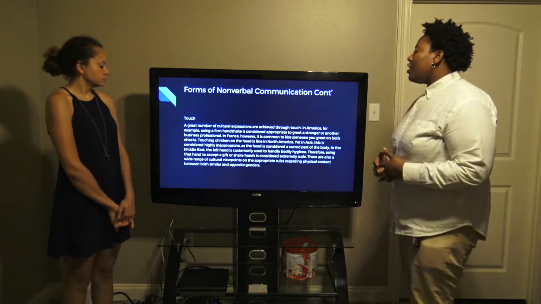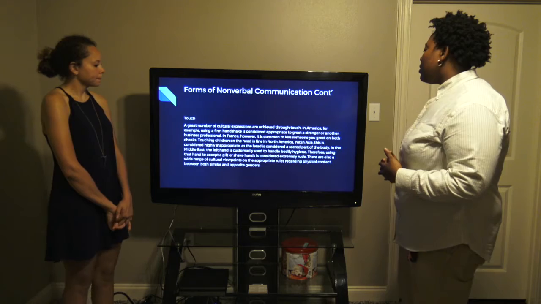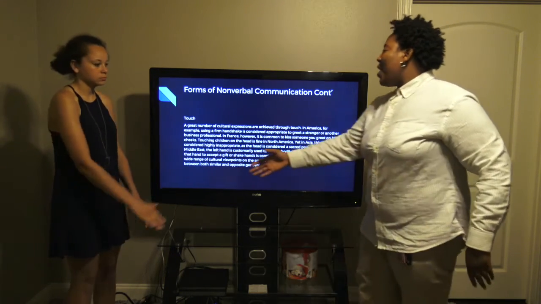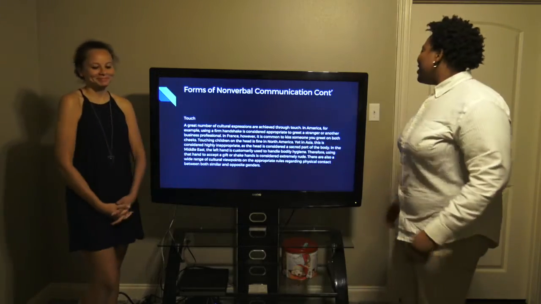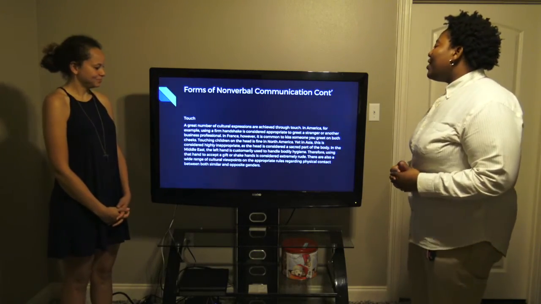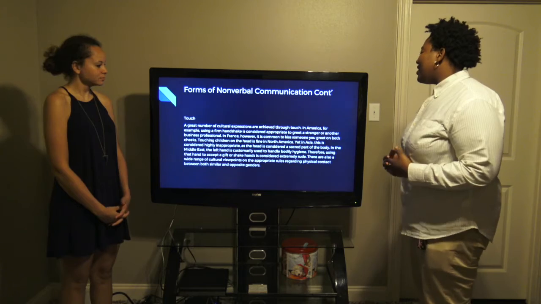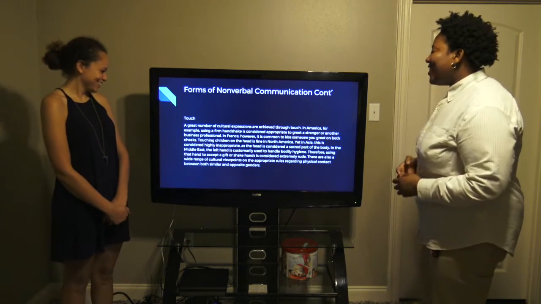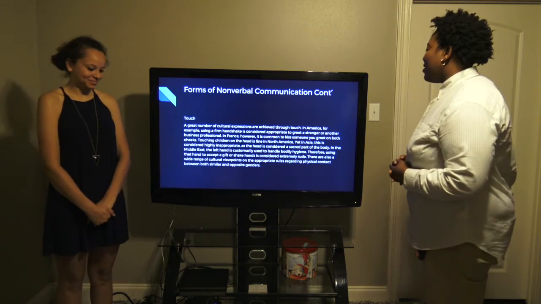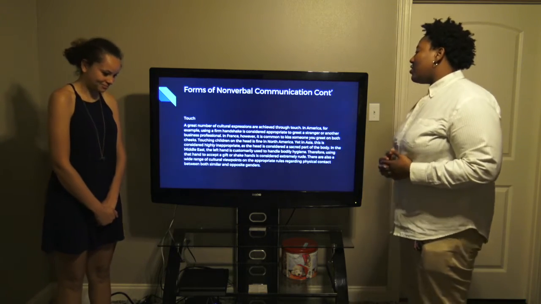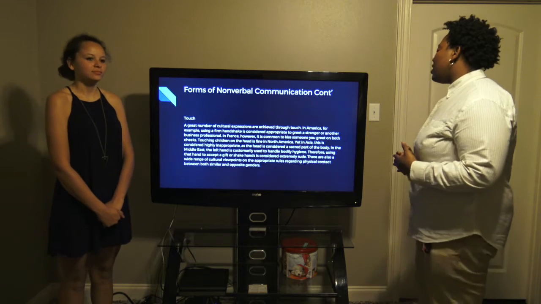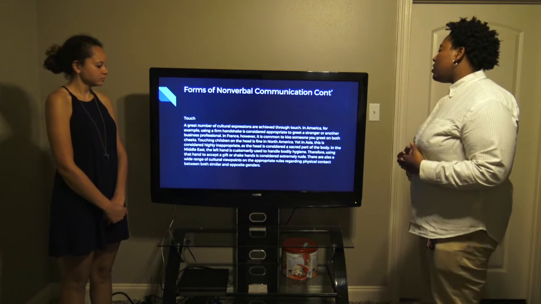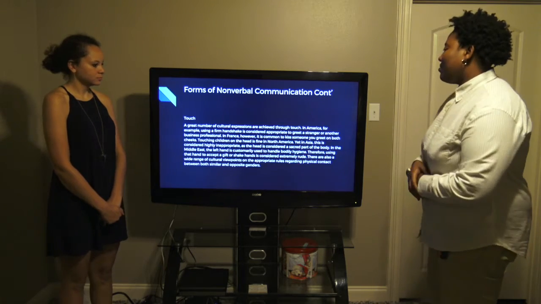Touch. A great number of cultural expressions are achieved through touch. In America, for example, using a firm handshake is considered appropriate to greet a stranger or another business professional. In France, however, it is common to kiss someone you greet on both cheeks. Touching children on the head is fine in North America, yet in Asia, this is considered highly inappropriate as the head is considered a sacred part of the body. In the Middle East, the left hand is customarily used to handle bodily hygiene.